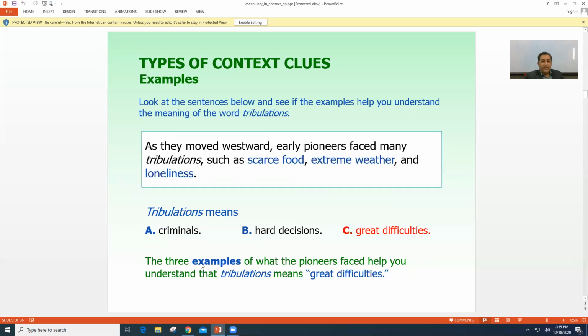Now, the three examples of what the pioneers faced help you understand that tribulations means great difficulties. So these three examples, scarce food, extreme weather, and loneliness, have helped us to figure out the meaning of this word tribulations. So this is example clue.